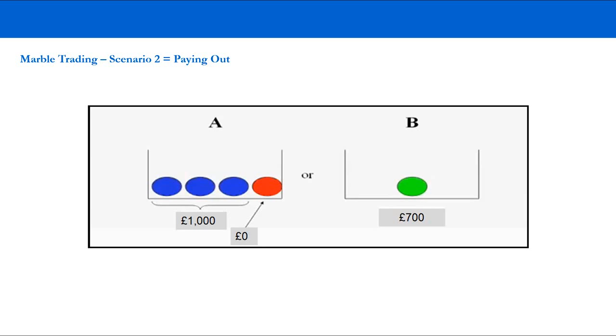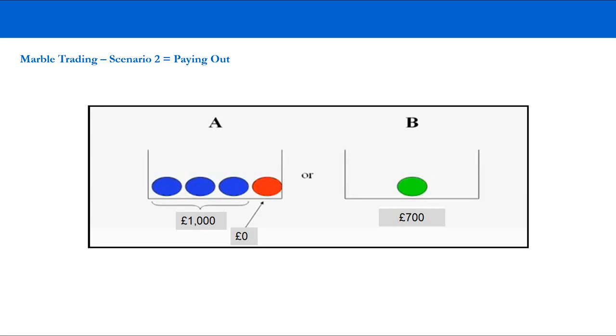So paying out, you are paying me, but you're still putting your hand in the box. It's not me putting my hand in the box. You're still doing it and you're paying me. So you pull a blue in box A, you pay me £1,000. If you pull a red from box A, you pay me nothing. If you put your hand in B, you have to pay me 700. Which box do you choose?